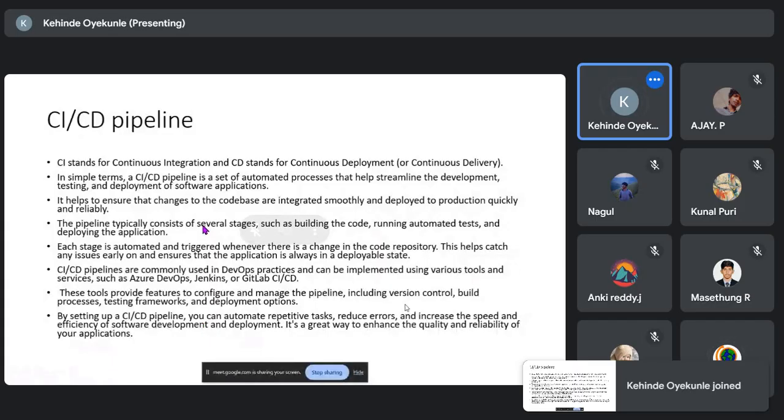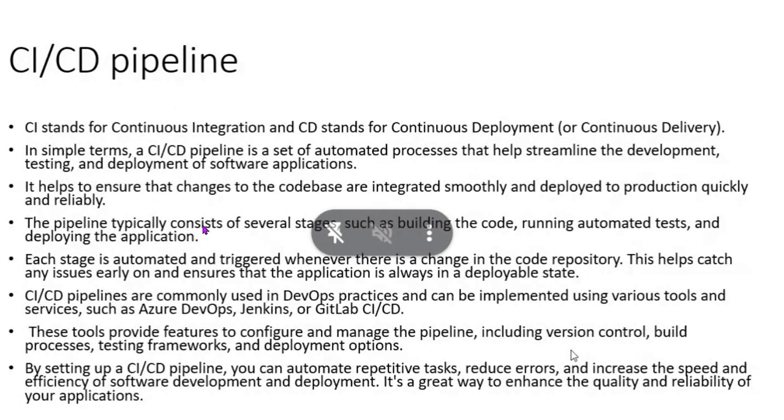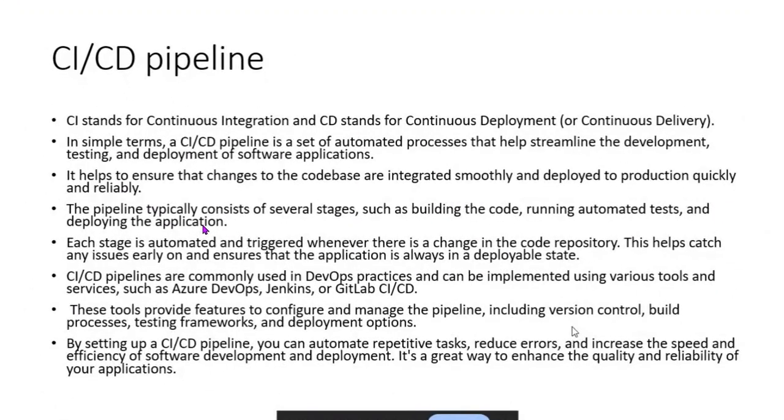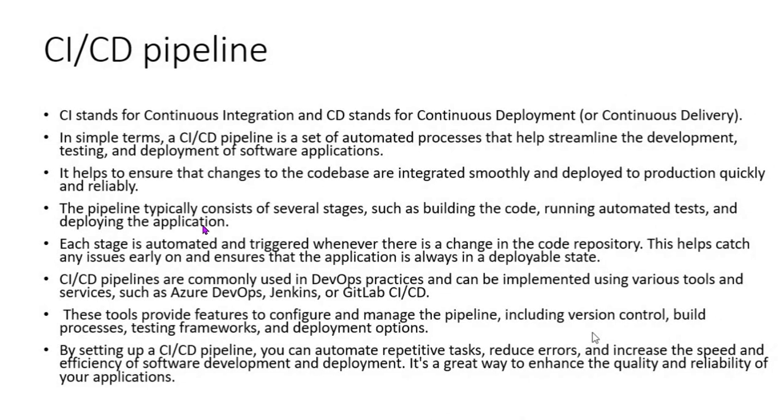Yes. So CI stands for continuous integration, and CD stands for continuous deployment or continuous delivery. In simple terms, a CI/CD pipeline is a set of automated processes that help streamline the development, testing, and deployment of software applications. It helps to ensure that changes to the code base are integrated smoothly and deployed to production quickly and reliably. The pipeline typically consists of several stages, such as building code, running automated tests, and deploying the application.